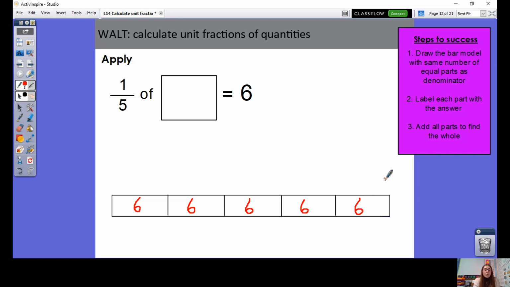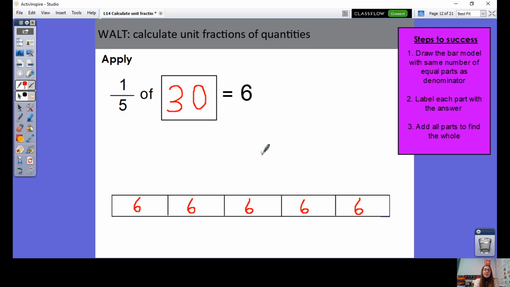Okay, so to work out my whole, I'm obviously going to need to add all the parts of the bar together. So 6 plus 6 plus 6 plus 6 plus 6. Now, that's a bit confusing and it might take a long time. So instead, I'm going to use my multiplication facts. I know that it's been split into 5, my bar, and one part is 6. I can do 5 times 6, which will give me an answer of 30. So my whole was 30 when all of my parts are added together.